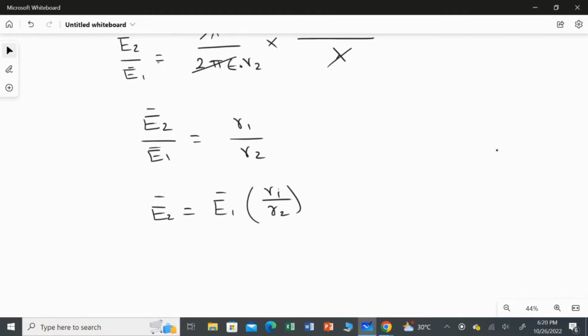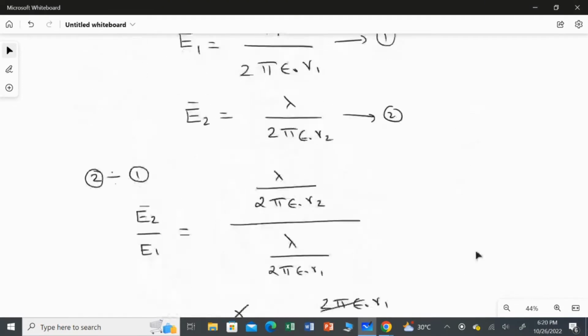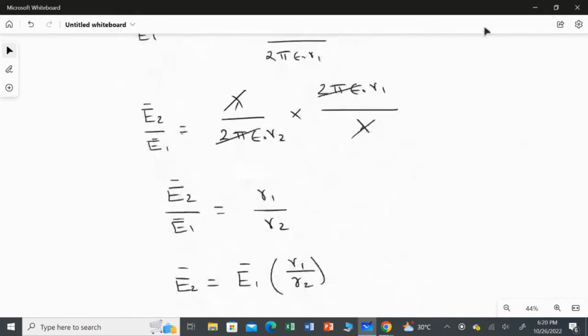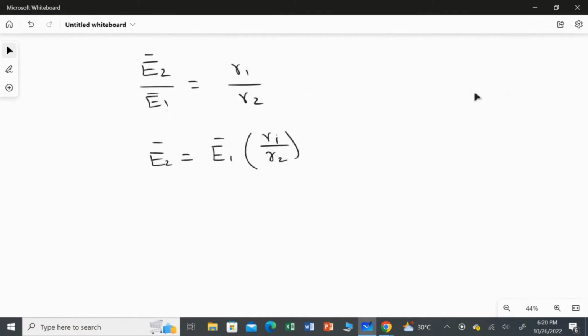Now I'm going to substitute the values because we have all the values in the question. What is the value of E1? The value for E1 is 1.7 multiplied by 10 to the power of 4. R1 value is 9 meter. R2 value is 2 meter. So I'm going to substitute all these values in this equation. If you substitute, what you'll get?